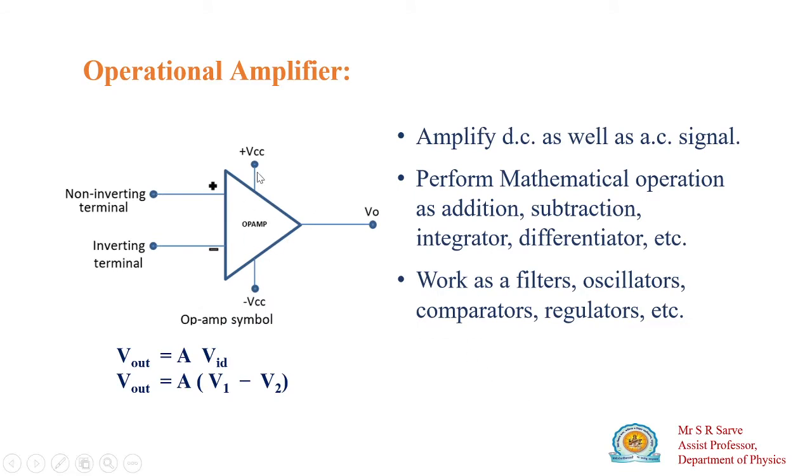This is the symbol for the operational amplifier, and it has two input terminals. First is the non-inverting terminal, and second is the inverting terminal. The positive terminal is the non-inverting terminal and the negative terminal is the inverting terminal. It has two inputs and one output, and it amplifies the difference between these two input signals. So the output is equal to the gain times the difference between the two inputs. Suppose this is V1 and this is V2, then it will be V1 minus V2.